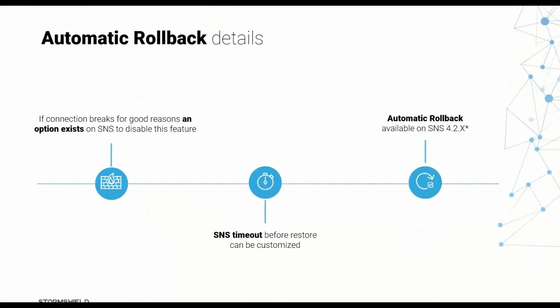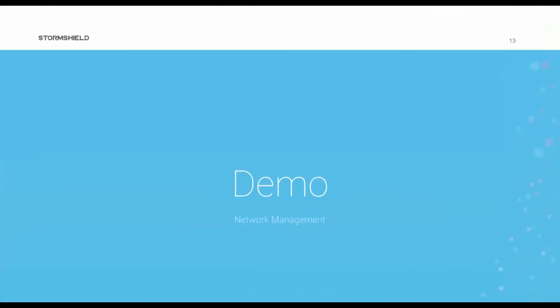So yes, this automatic rollback. If the connection breaks for a good reason, there is an option to disable the rollback on the SNS. The timeout can be customized, and this feature will be supported from SNS version 4.2.4.